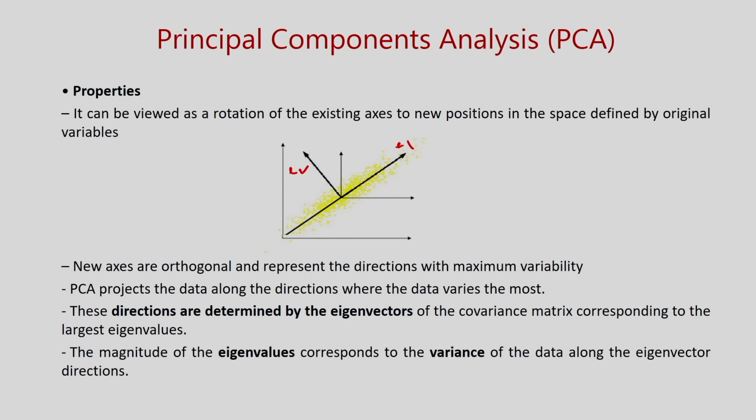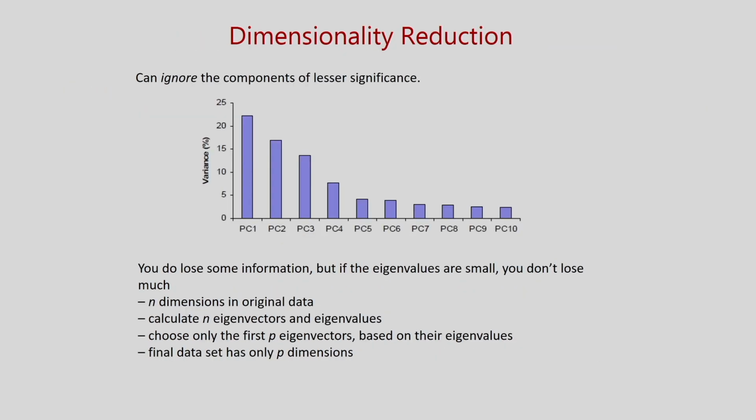And principal component analysis projects data along the direction where the data varies the most, and these directions are determined by the eigenvectors of the covariance matrix corresponding to the largest eigenvalues. So, this concept I have already explained. The magnitude of the eigenvalues corresponds to the variance of the data along the direction of the eigenvectors, and here I have shown the dimensionality reduction.